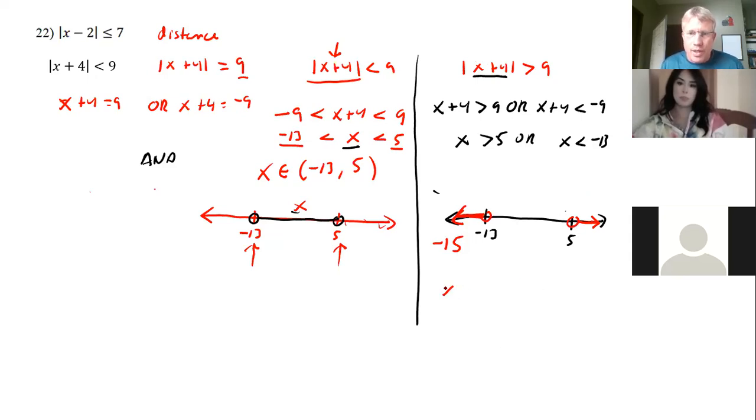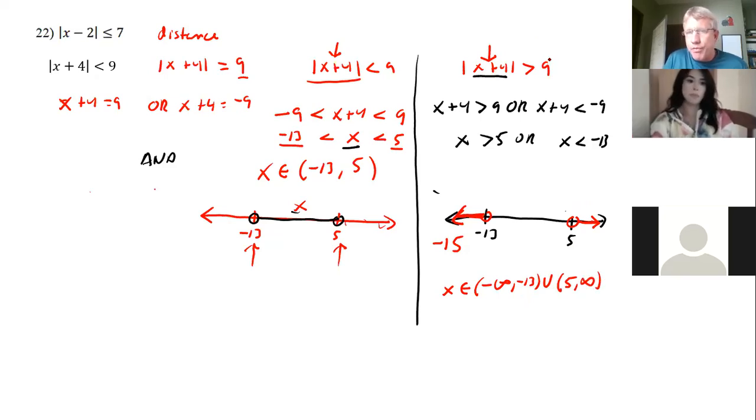So in interval notation, you would just say anything from negative infinity all the way up to negative 13 will generate a number inside of here that's further than 9 from 0. Or any number to the right of 5 will generate a number, when you put it in here, that's more than 9 units away from 0. Plug in 100. 100's in this interval. 100 plus 4 is 104, which is way further away from 0 than 9 units.